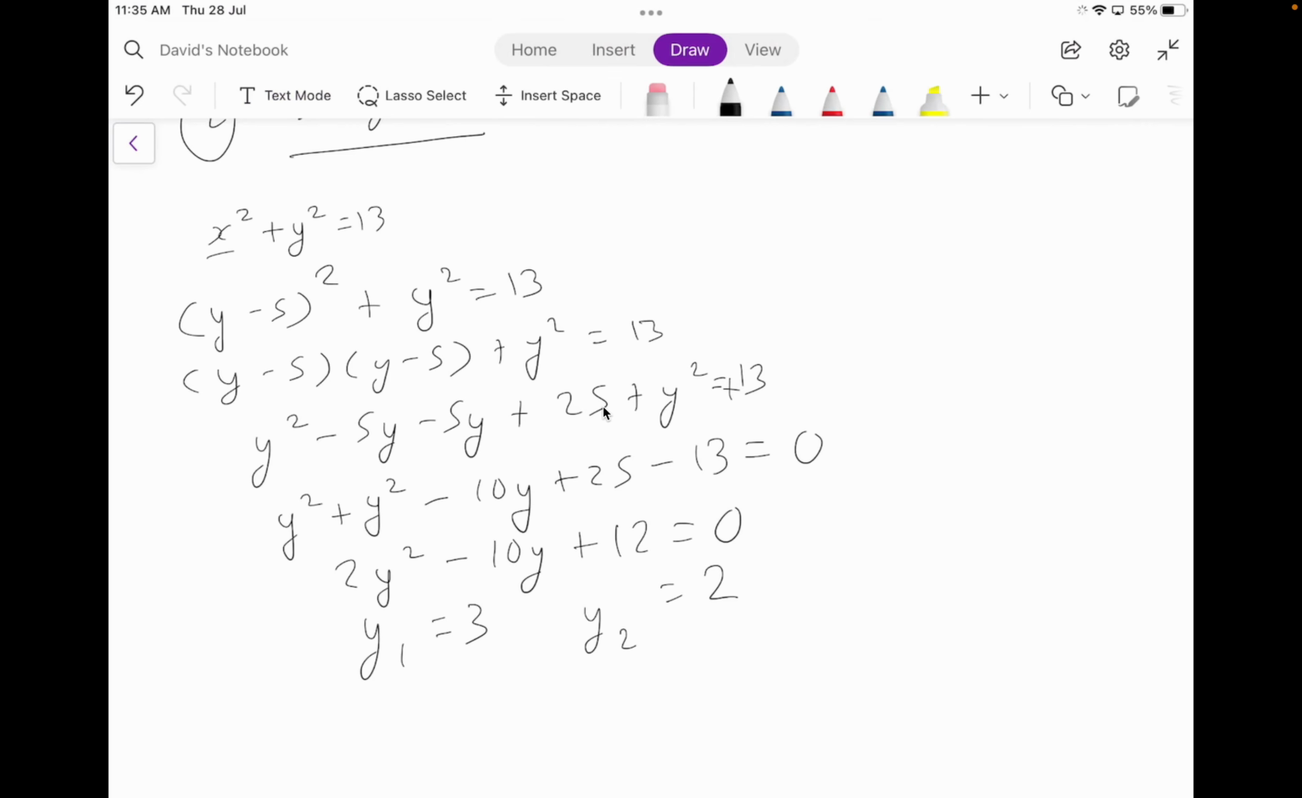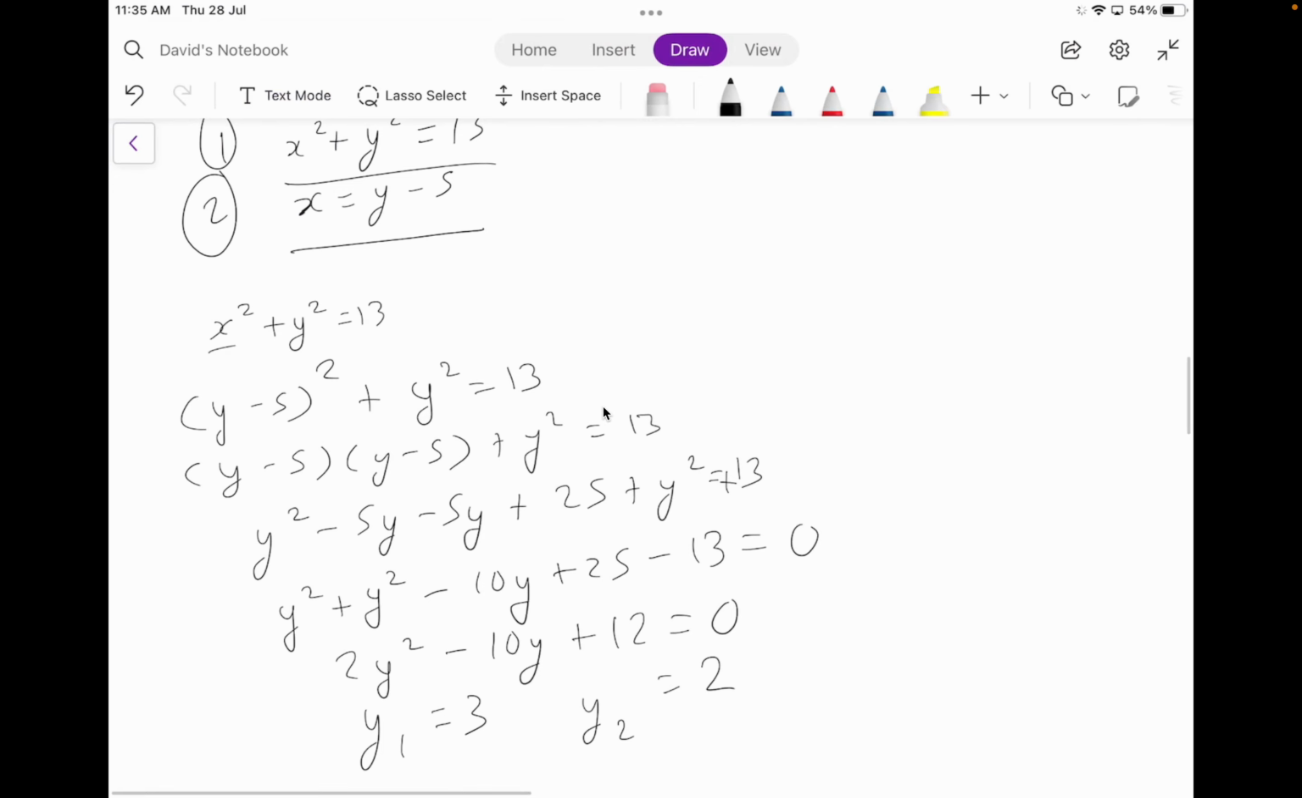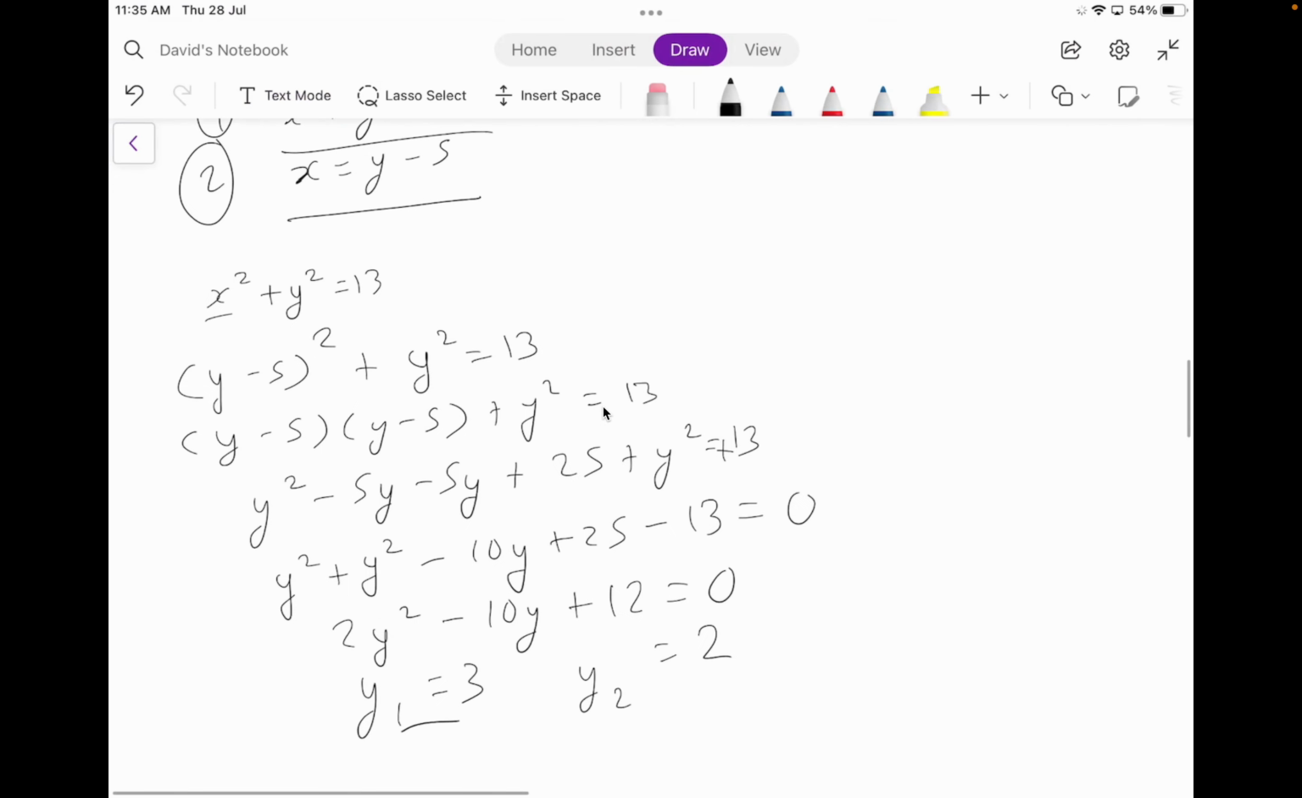But all it is, you have to find two numbers that multiply together to give you a positive 24 and two numbers that add to give you negative 10. That's how you get these numbers, so you have 2 and 3. Now we're going to substitute these values of y into the second equation, that is x is equal to y minus 5.